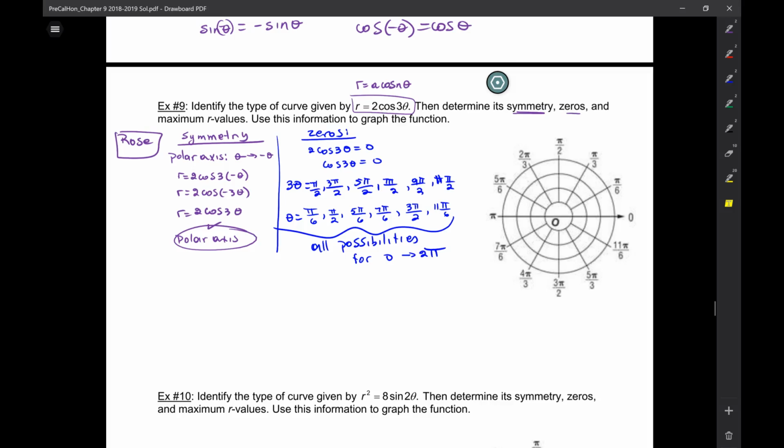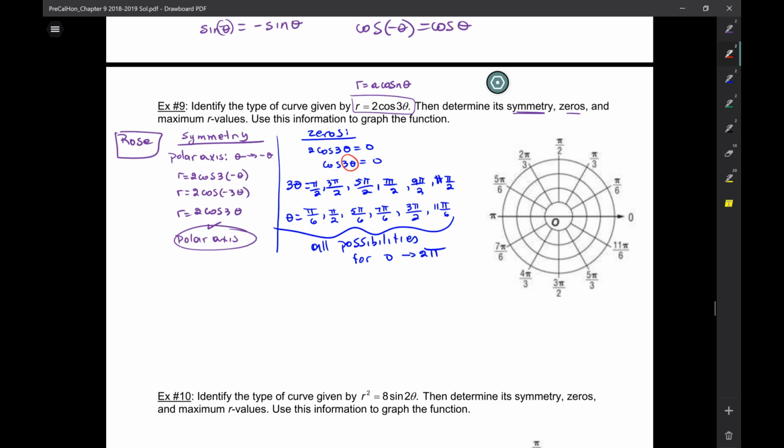So we were looking for zeros here of 2 cosine 3 theta, and we said cosine of 3 theta is equal to 0. And then you ask yourself, okay, when is cosine 0? Well, cosine is 0 when the angle is equal to pi over 2, 3 pi over 2, 5 pi over 2, 7 pi over 2. So anytime it's at the pi over 2's. And so you set it equal to that. Now, how many of those do you do?